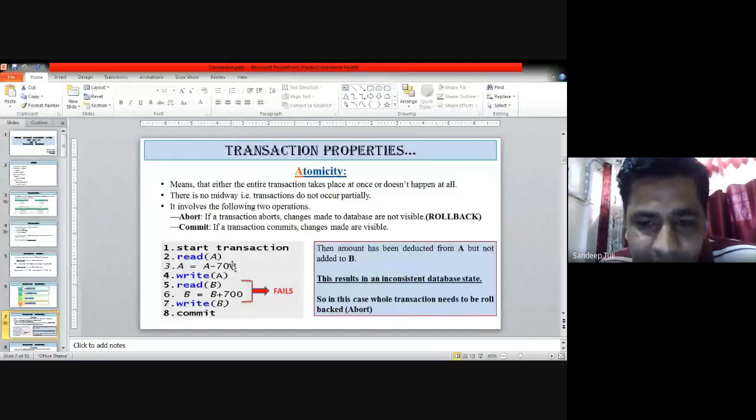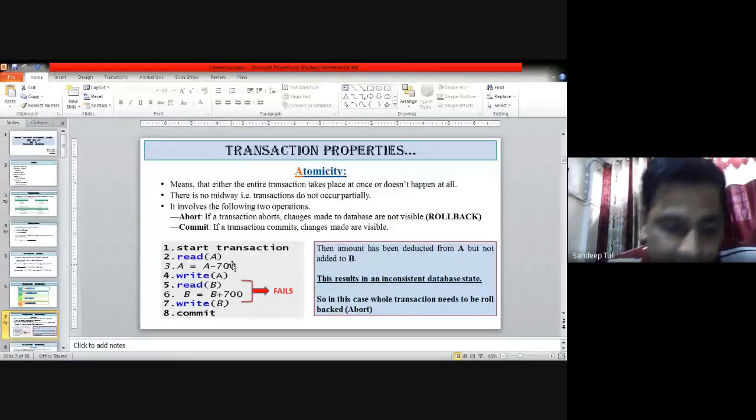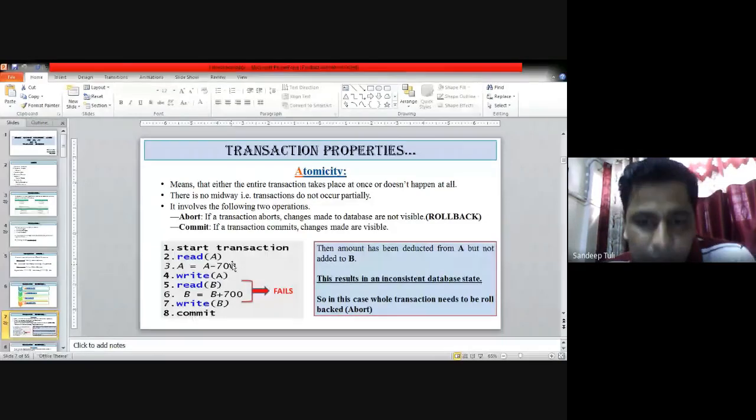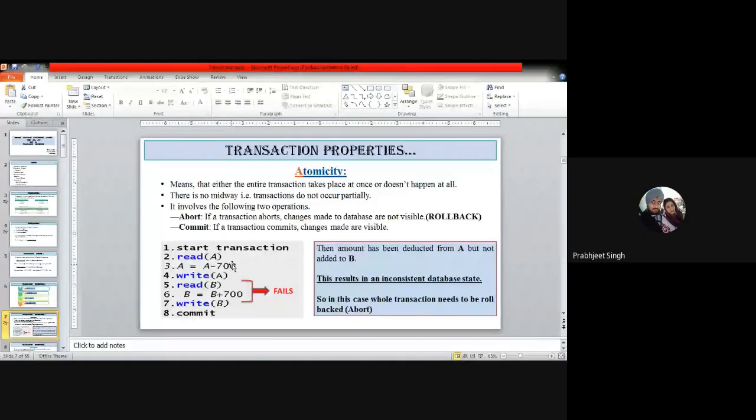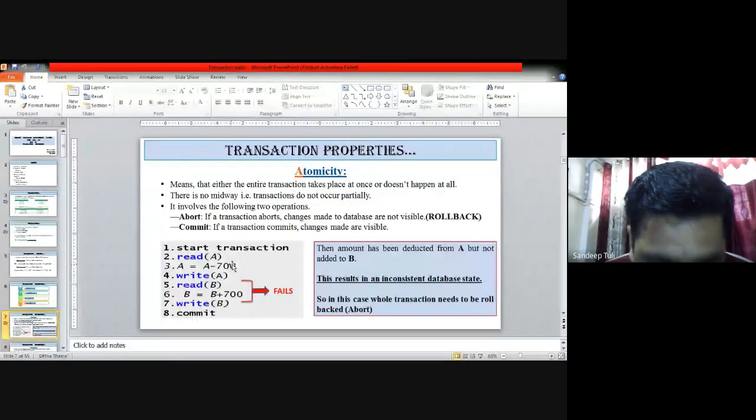It means that before the transaction and after the transaction, the database must be consistent. That is the meaning of consistency. Is it okay now? During the transaction it may be in an inconsistent state.